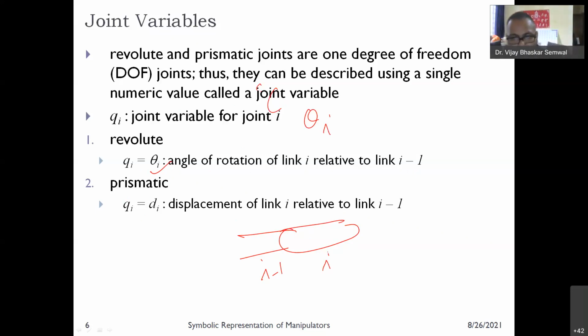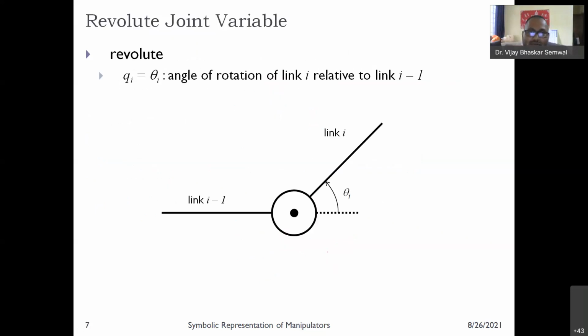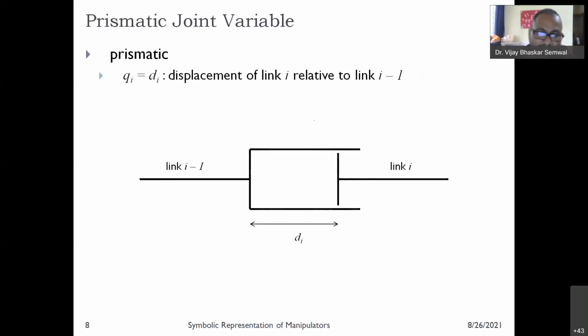Now let us see the revolute joint operation. For revolute joint variables, you have link i-1, link i, and theta i; you are revolving by this variable qi, which is theta i. Similarly, for prismatic joints, you are pressing, and that is represented by the displacement d.